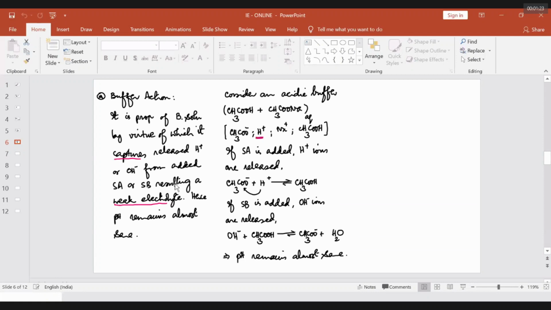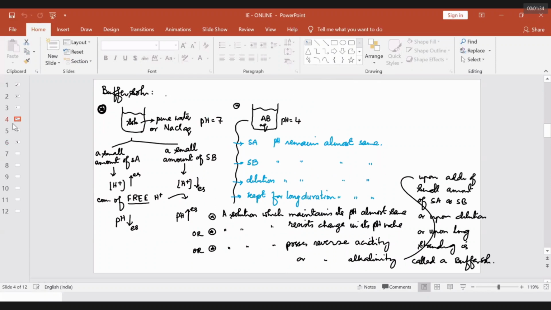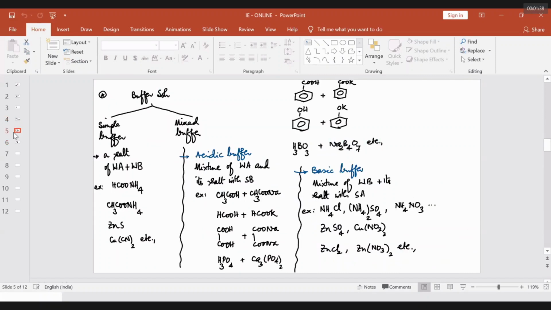In the previous class, we were discussing buffer solutions. In buffer solutions, we defined the meaning of a buffer solution. After the definition, we discussed the types of buffer solutions. We classified them in two categories.